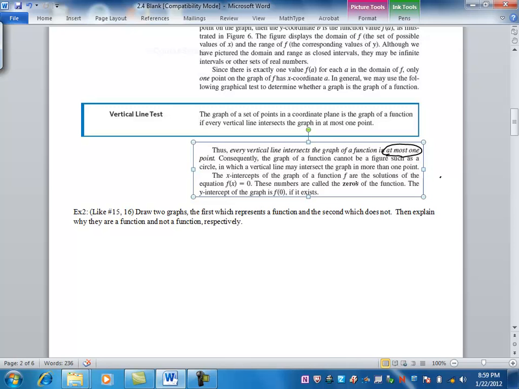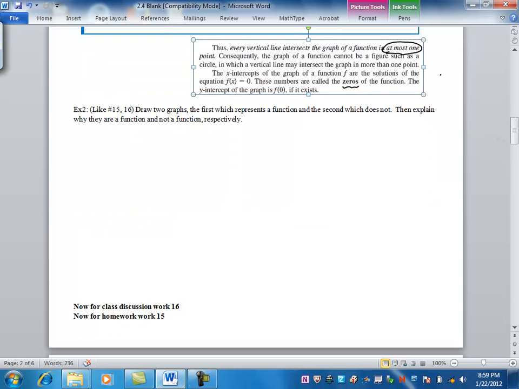X-intercepts of the graph of the function f are solutions of the equation f of x equals 0. These numbers are called the zeros of the function. So really, when you look at a graph, the x-intercepts of that function are the zeros. The y-intercept of the graph is f of 0 if it actually exists. They want us here, in example 2, to draw two graphs, the first which represents a function, the second which does not. So here's one that represents a function.